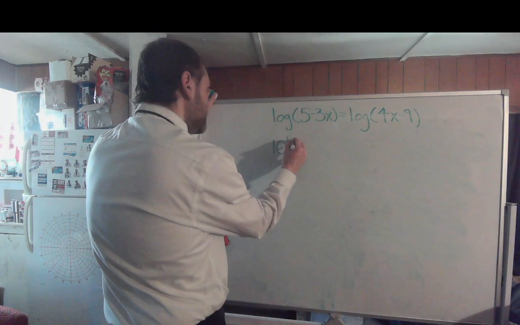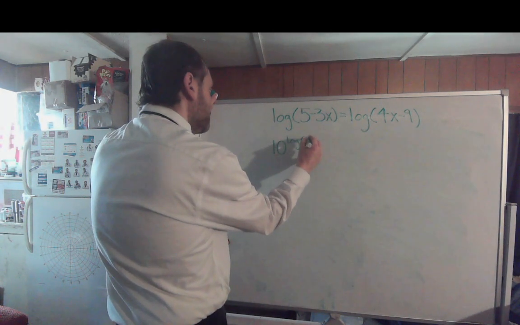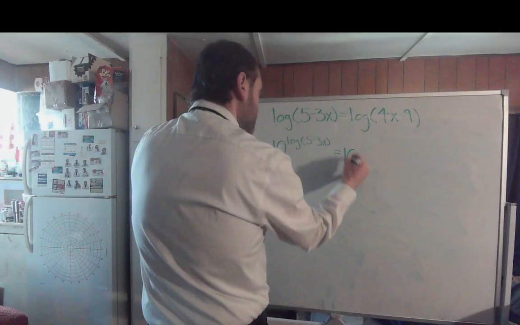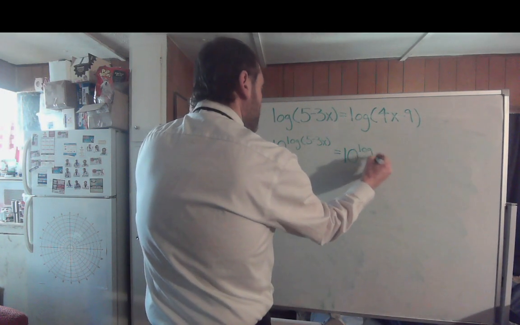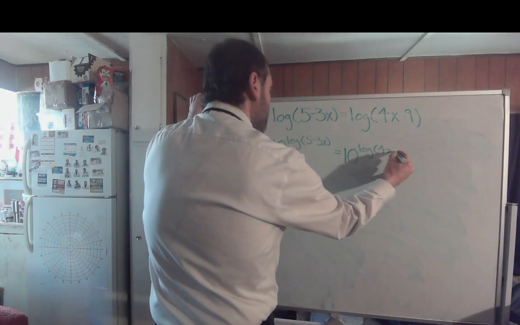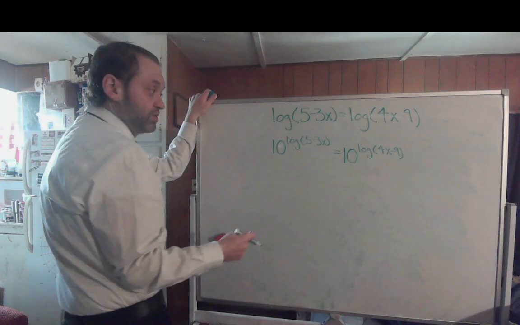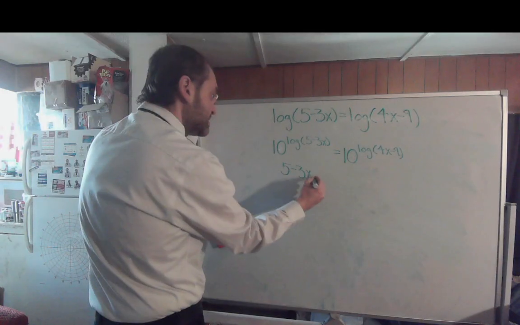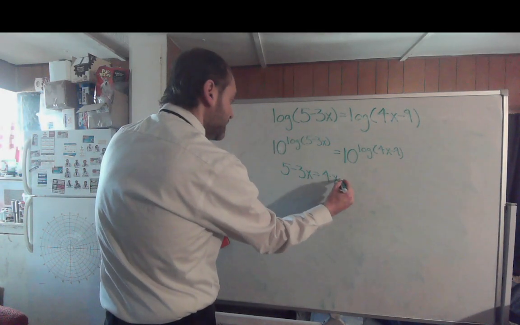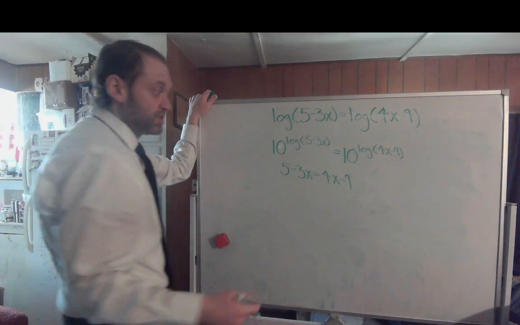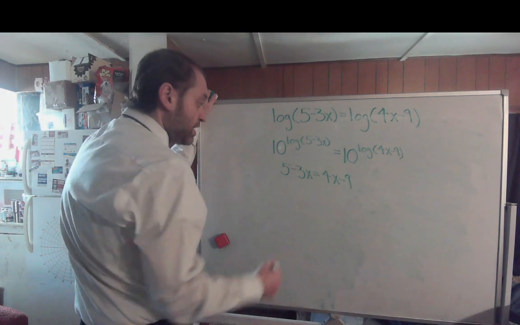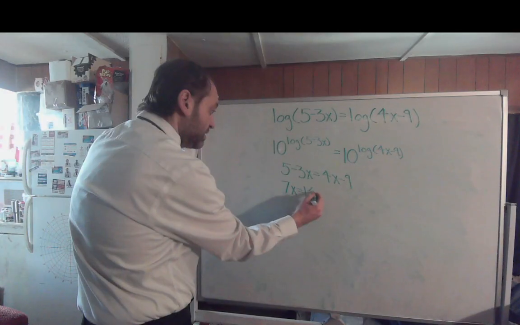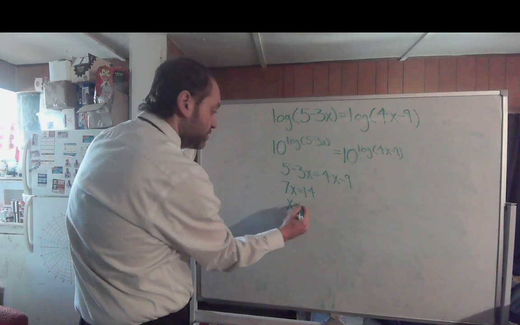That would give you 10 to the log of 5 minus 3x would equal 10 to the power of log of 4x minus 9, which both sides of log cancels out now. You would end up with 5 minus 3x equals 4x minus 9. Now just go ahead and solve for x. You would literally end up then getting that 7x equals 14, which should give you an x value of 2.